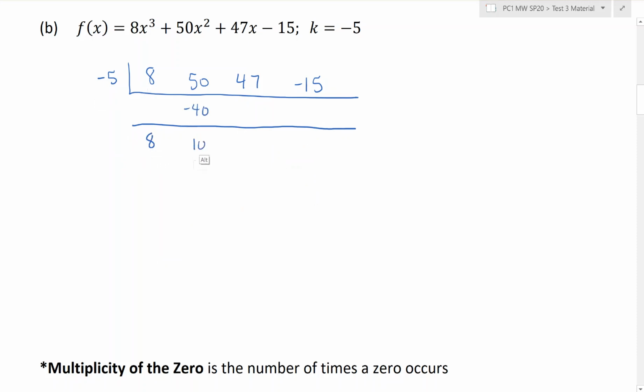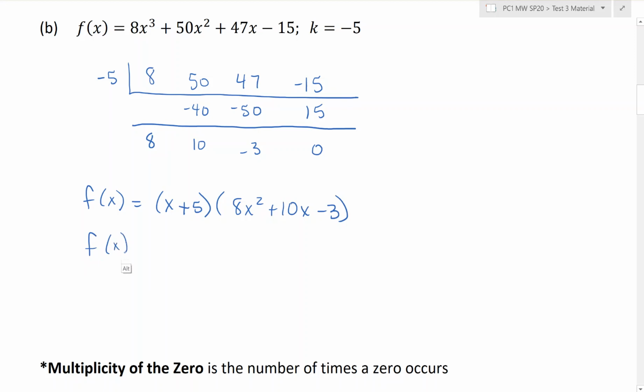combine down, multiply up, combine down, multiply up, and combine down. Again, we get a 0 there, which is what we should get because it said that the value k given is a 0. So let's rewrite our polynomial as x minus negative 5, which makes it x plus 5 times 8x squared plus 10x minus 3.